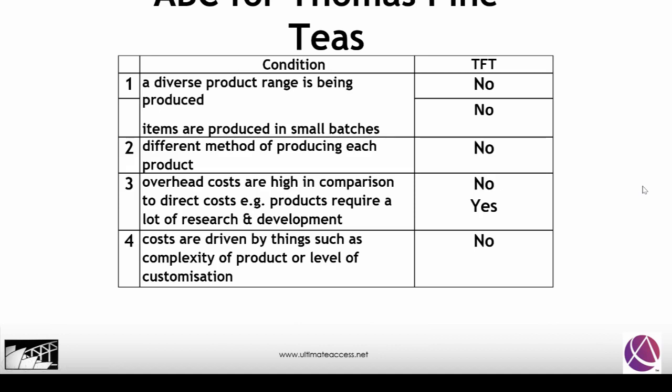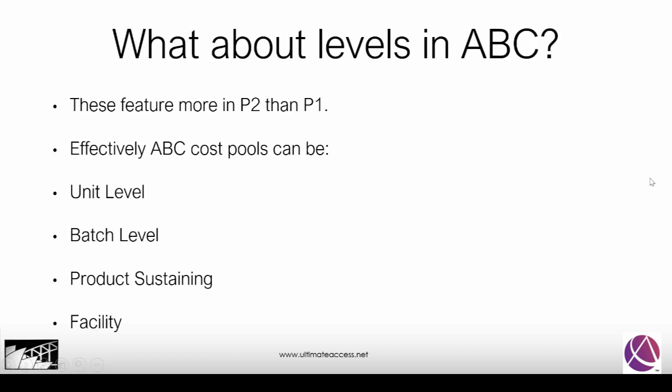So in this respect, when we look at ABC for Thomas Fine Teas, we get a lot of no's. As far as the first conditions are concerned, no and no. The second condition is a no. The third one gets a no and a yes. The fourth one gets a no. So we can work through and we can demonstrate to the marker that we have thoroughly analysed the appropriateness of ABC for Thomas Fine Teas, and based on the information in the pre-seen, we've been able to identify that ABC would not be appropriate in this particular scenario.